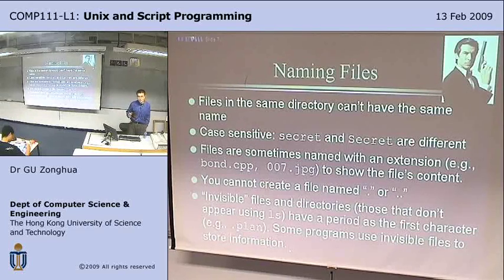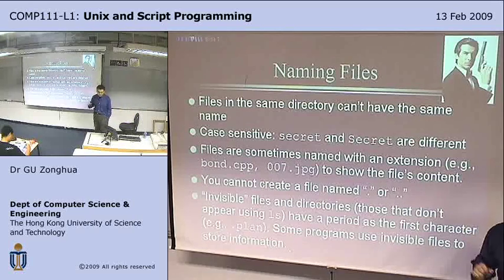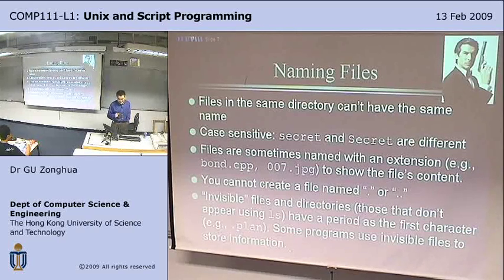In Windows, you may display files in capital and lowercase letters differently, but if you try to name a file the same name with just capital case differences, it'll say it's the same name. Files are sometimes named with an extension, like .cpp is a C++ file, .jpg is a JPEG file, a picture file, to show what kind of file it is.